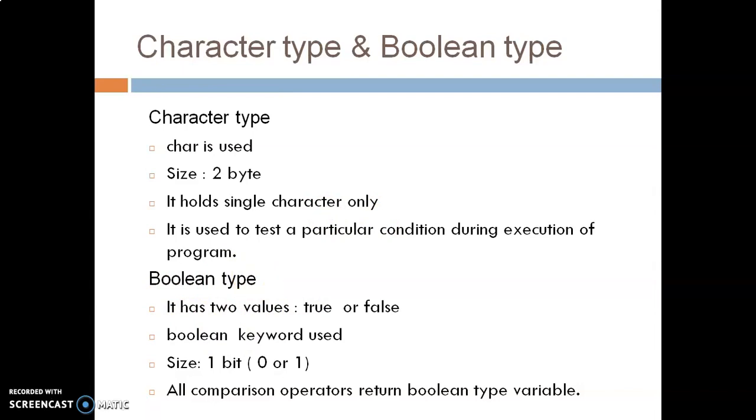So the Boolean keyword is used when there is a requirement of comparison. Okay, so whether you are getting true or false, whether you are getting a yes or no. So all comparison operators return a Boolean type variable. For example, 2 is less than 3, yes, then you will get only one answer, true or false. So this is about character type and Boolean type. The size of the Boolean type is 1 bit because it consumes only 0 or 1, 1 bit only.